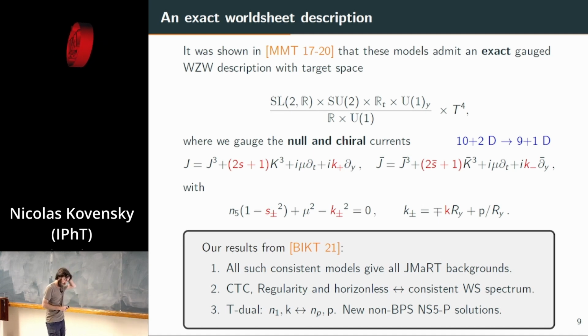So in our first paper last year, we showed that if you allow for any other coefficients in front of this linear combination of currents, in the most general coset model with this type of structure that you want, then the only such models that are consistent at the quantum level in the spectrum of the worldsheet theory are exactly the full set of the JMaRT geometries. Okay, so that's the first conclusion. The second conclusion is that we can see very clearly how the conditions of having no horizon, that the geometry is regular, and that there are no closed timelike curves are exactly what gives a consistent worldsheet spectrum. Whenever you don't have those, the worldsheet spectrum is inconsistent.